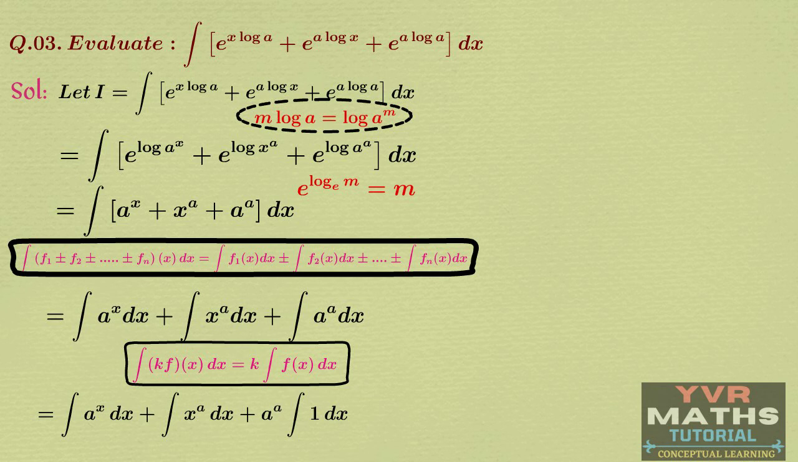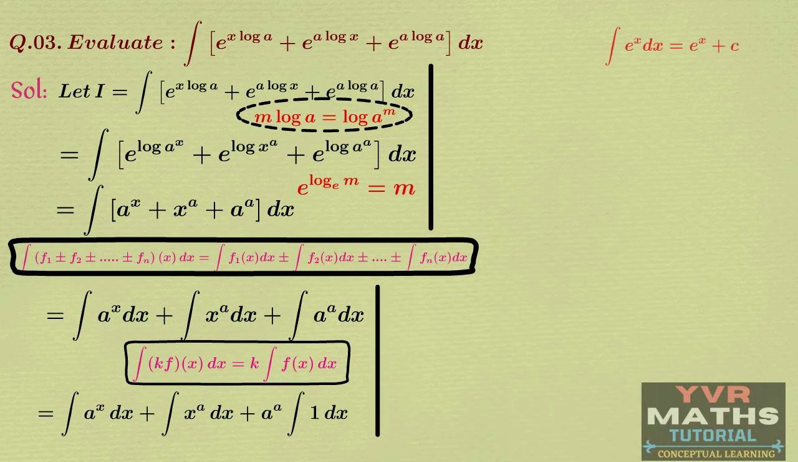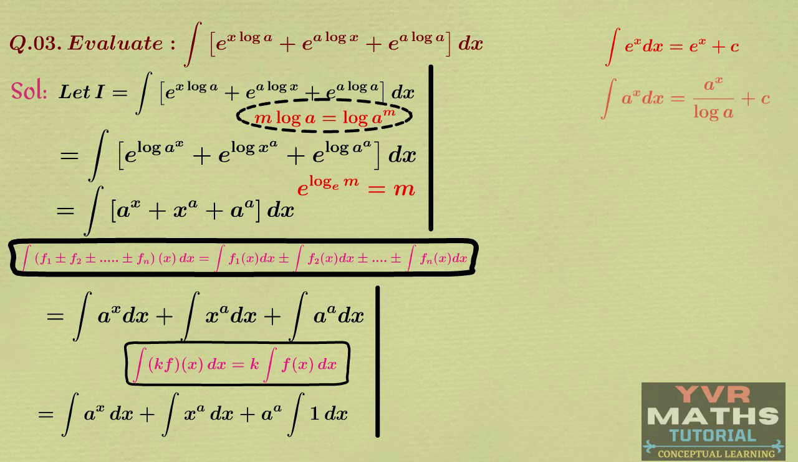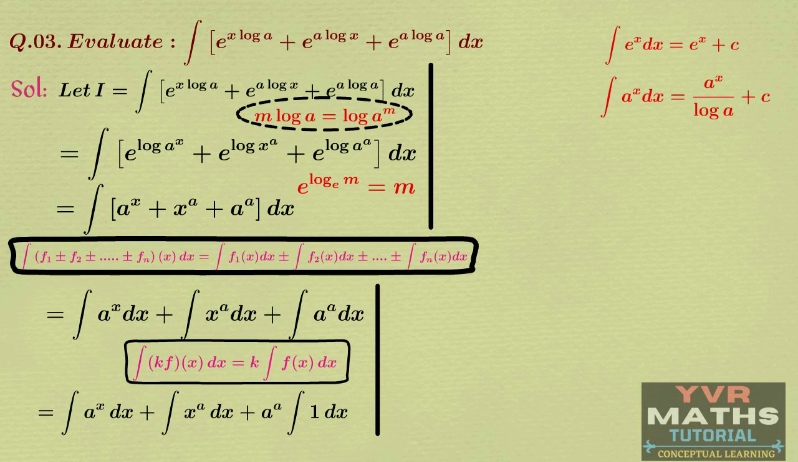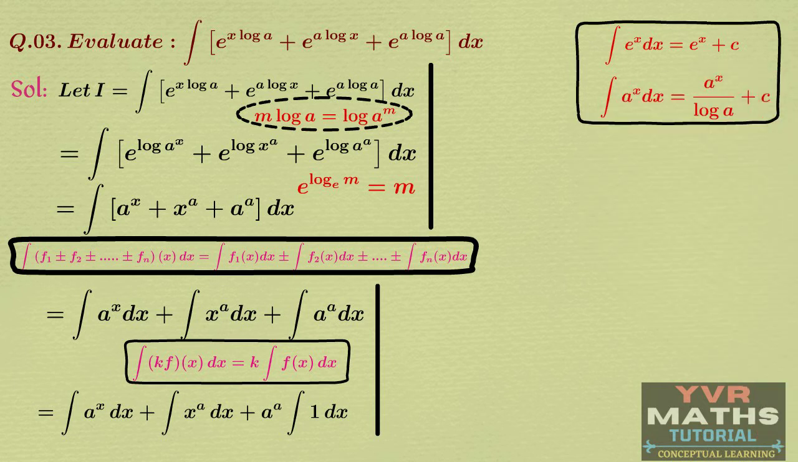Now you know all the standard integrals. Integral of e^x is e^x. Integral of a^x is a^x by log a. By applying these two properties, what you will get? So the a^x integration is a^x by log a. For x^a integration, x^a is nothing but x^n form. The x^n integration is x^(n+1) by n+1. So the second term is x^(a+1) by a+1. Plus a^a is constant. The integration of one is x. So a^a into x plus c. So this is the answer for the given question.